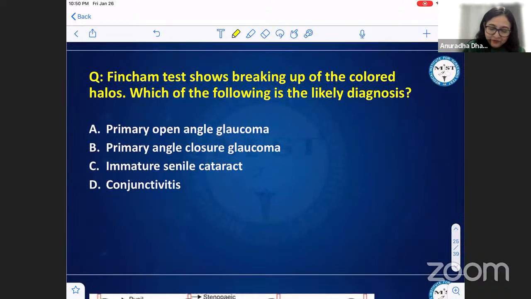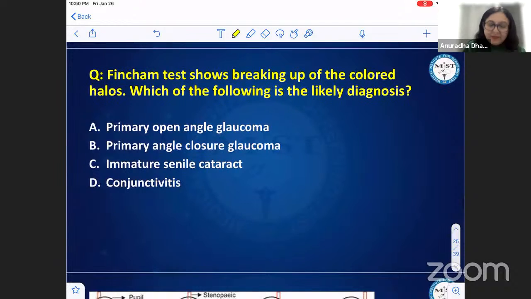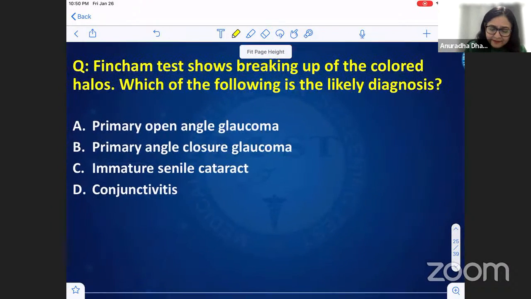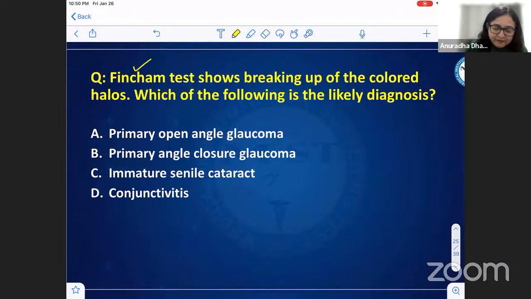Okay guys, moving on to the next question. Fmge test shows breaking up of the colored halos. Which of the following is the likely diagnosis? So this time they have elaborated the question on Fmge test. It has been asked a few years back also, but not in this way. So what are they asking here? That Fmge test is done and that shows breaking up of the colored halos.